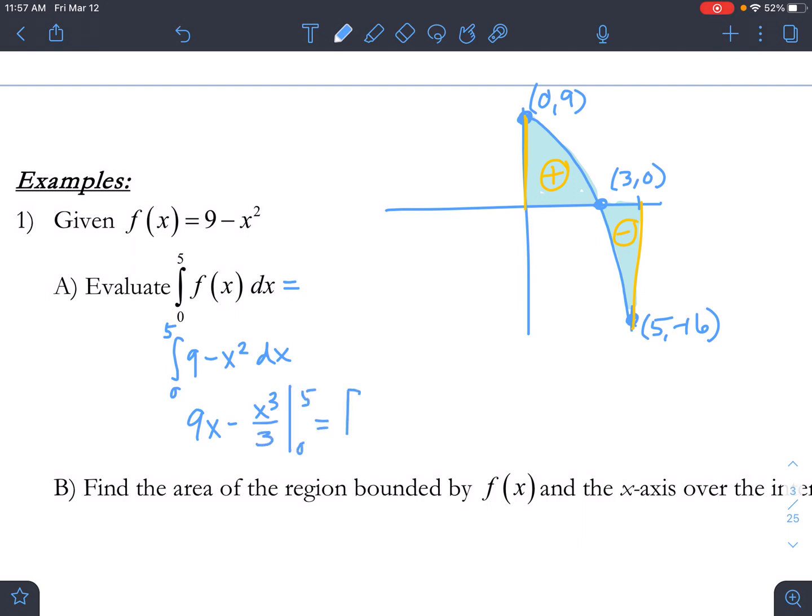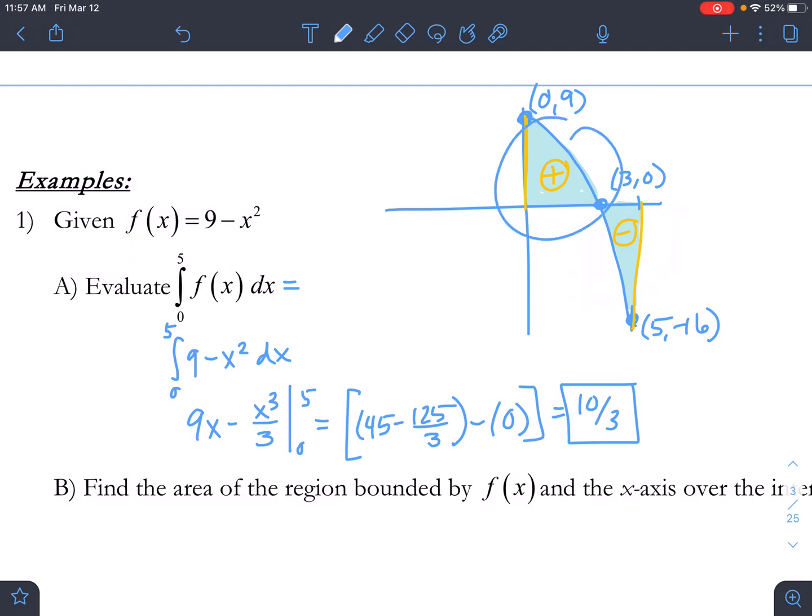All right, you'd plug in 5. You end up with 45 minus 125 over 3. Plug in 0. Overall, you get 10/3. Okay, so what does that mean? Well, that means we get a lot of positive space. We took away some negative, so we ended up with a little bit of positive, 10/3 specifically, of positive area there.